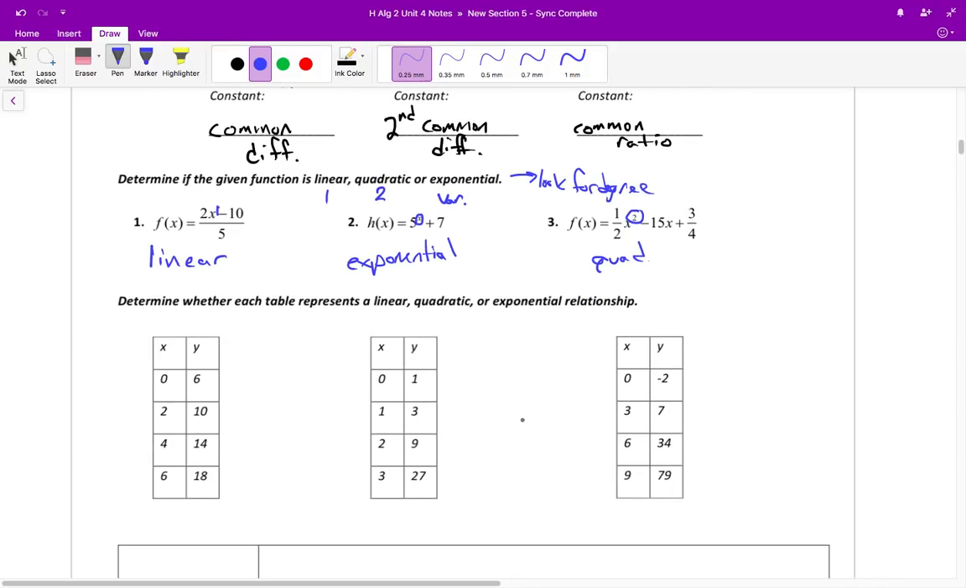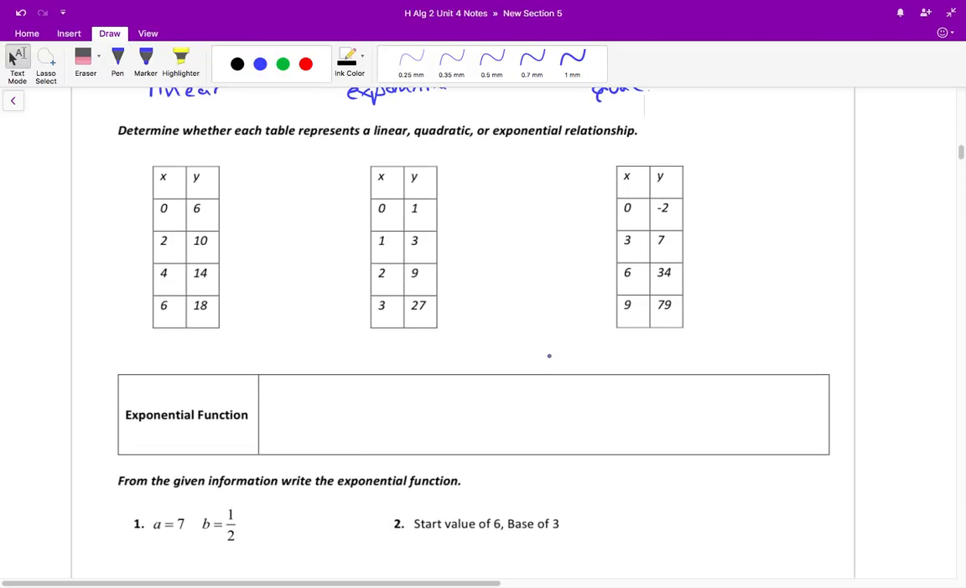All right. Now, when you're looking at it based on a table, you have to do so just a little bit differently. So look for the pattern. On this first one, 6 to get to 10, it looks like you'd add by 4. 10 to 14, add by 4. 14 to 18, add by 4. This is an example of a common difference, meaning that this one is adding or subtracting by the same number each time, so it's going to be linear.